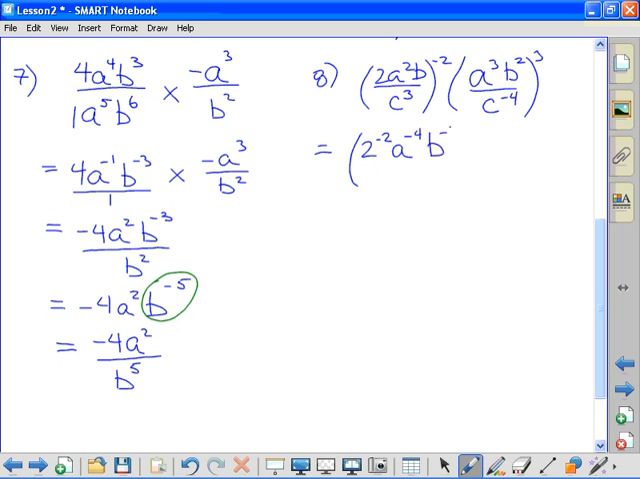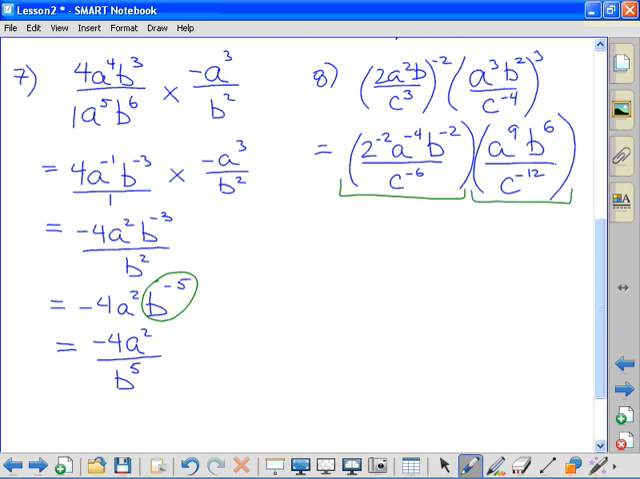b to the negative 2, because the exponent on the b is a 1. C becomes c to the exponent negative 6. On the other side, I'm going to end up with a to the 9th, b to the 6th, c to the negative 12. What I would do now is multiply my numerators, because basically I have one term multiplying a second term.